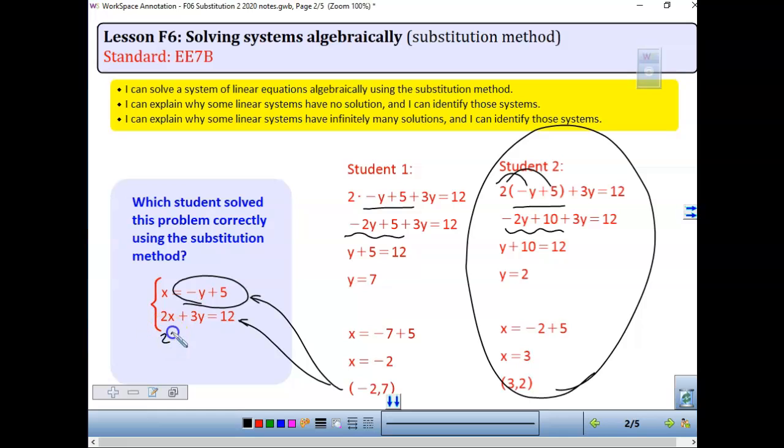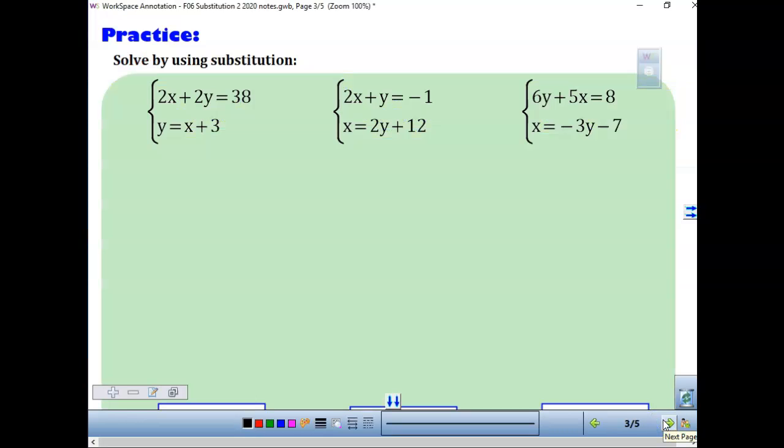If I take 2 times negative 2, that would be negative 4. 3 times 7, that would be 21. There's no way that 21 plus negative 4 equals 12. That's not happening. So it has to work in both equations. It works up here, but this one it doesn't work. It's false.